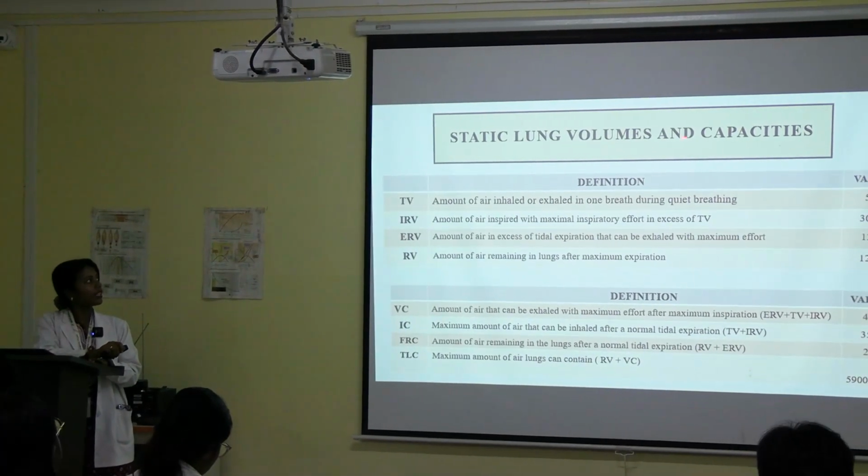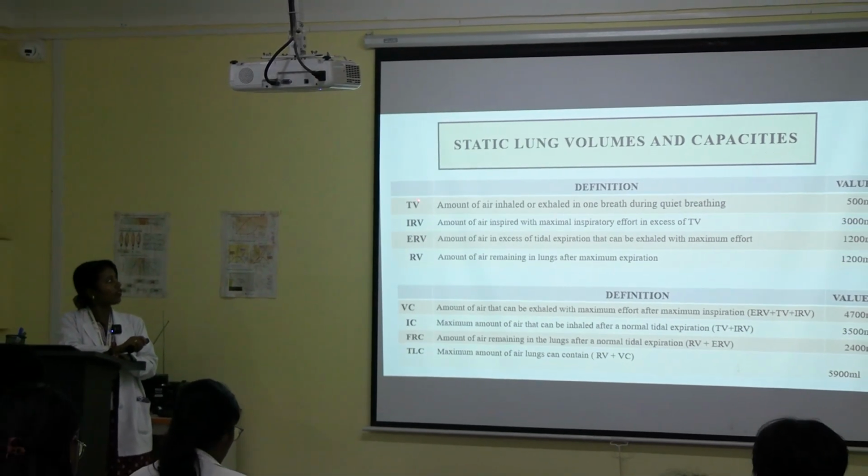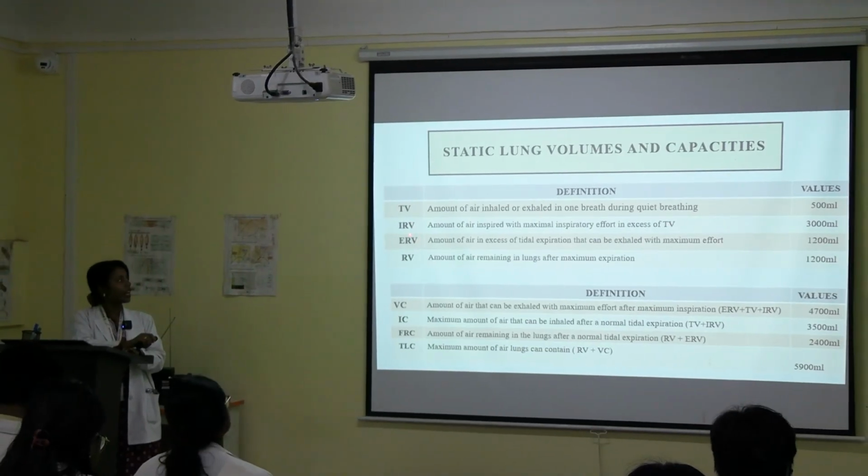So these are the static lung volumes and capacities. So we have tidal volume. Then IRV. What is IRV?